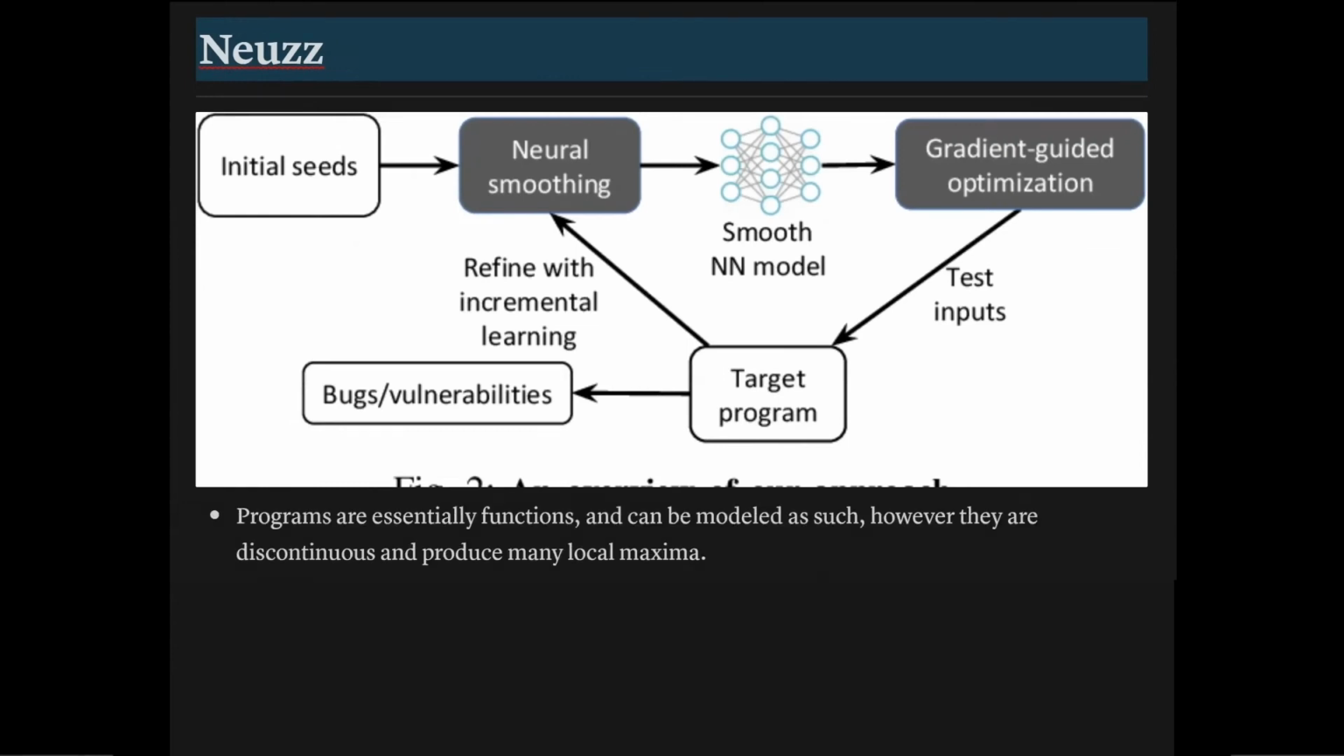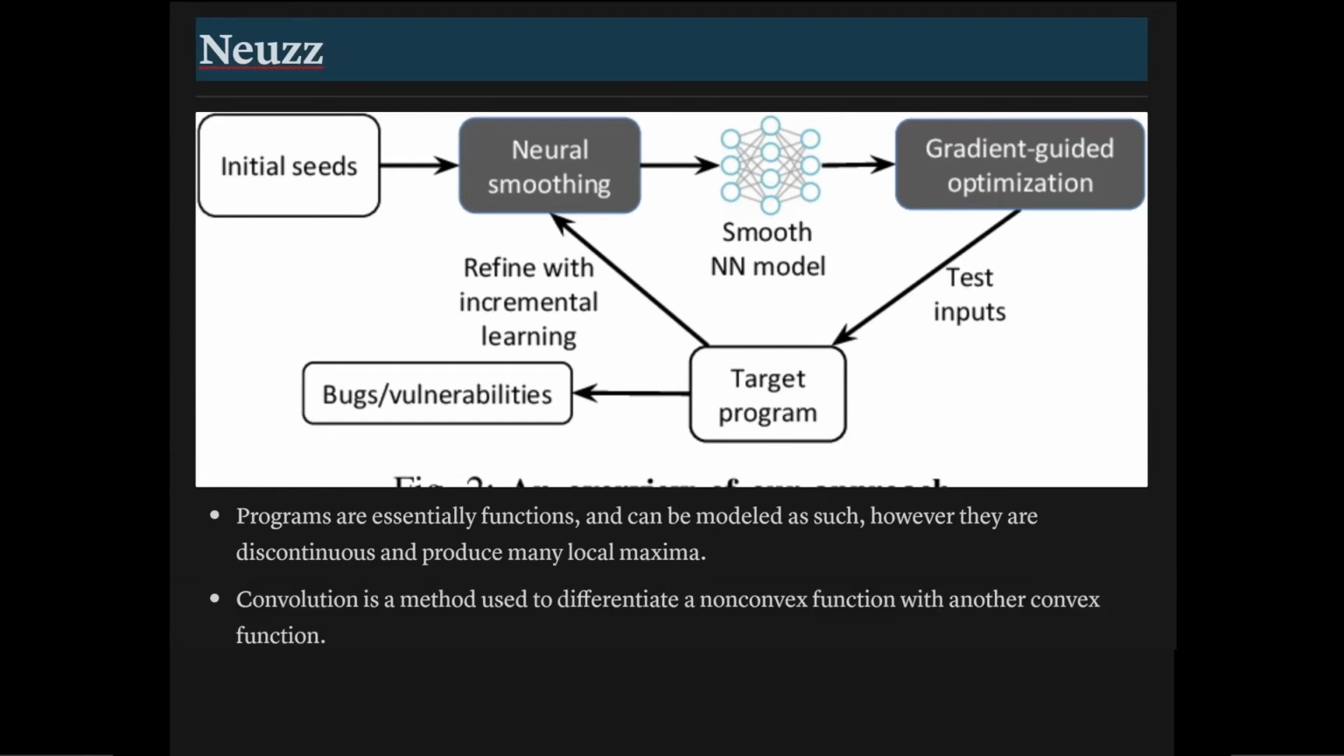NEUZZ is a machine learning-based fuzzing model that uses a simple feed-forward neural network to model program behavior based on test case input. The resulting function is then smoothed using convolution to create a differentiable surrogate function. The neural network takes as input a byte sequence as a test case, and the output neurons represent a particular edge. The output neurons compute a 0 or 1 on each input byte, depending on if the byte had an effect on triggering the particular edge that it represents.